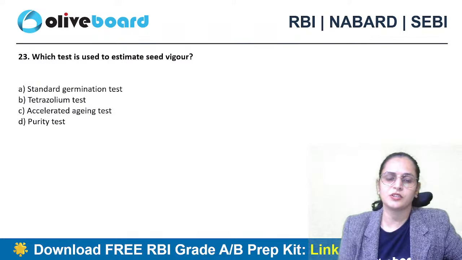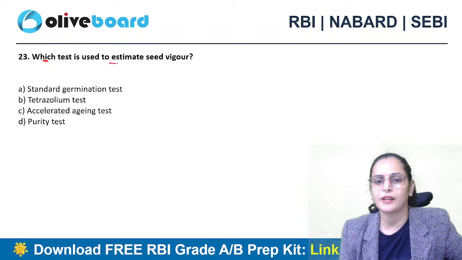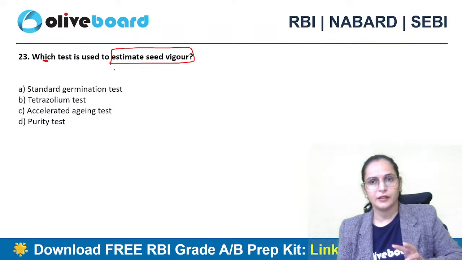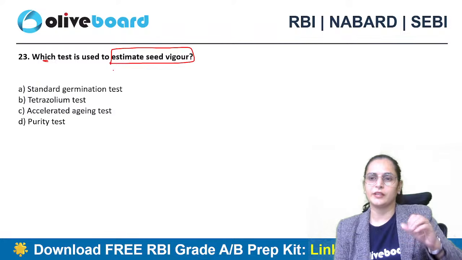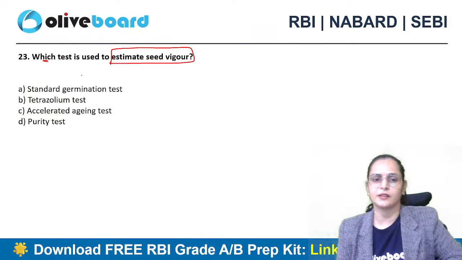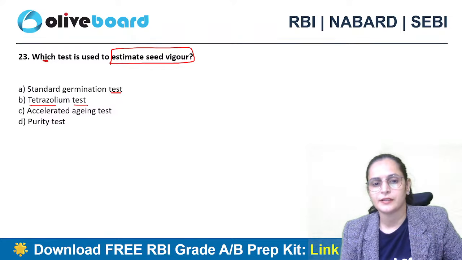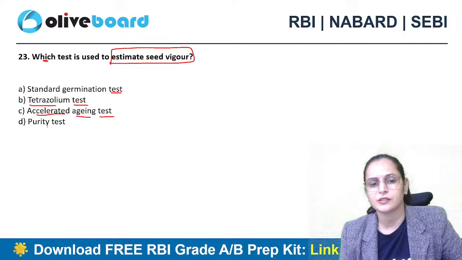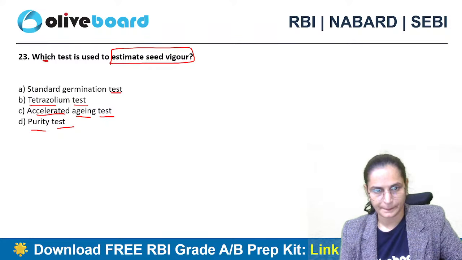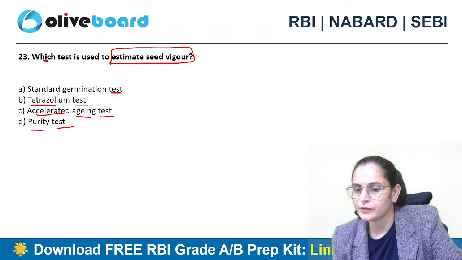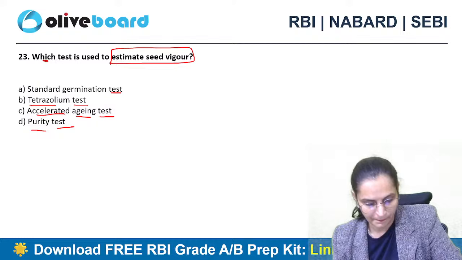Okay. Next, question number 23 is here. Which test is used to estimate seed vigor? Is a seed having proper viability, or can it rapidly germinate? So how can you test it? By the standard germination test, by the tetrazolium test, by the accelerated aging test, or by the purity test. For the 23rd, what should be the right answer?